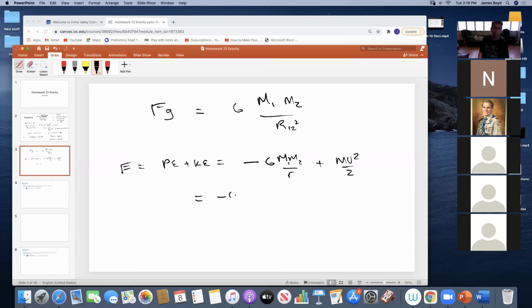But that's actually equal to negative G m1 m2 over 2r, which means that the total energy at any time is really negative G m1 m2 over r. And that's really important. And we'll see those when we look at these problems. So what I would concentrate on is make sure you know how to do Kepler, and you'll see that in the problems. Make sure you understand the force of gravity.